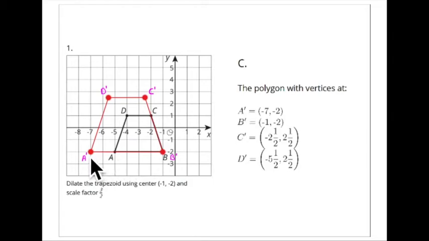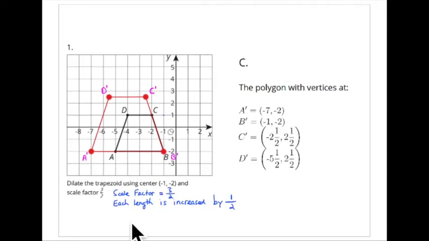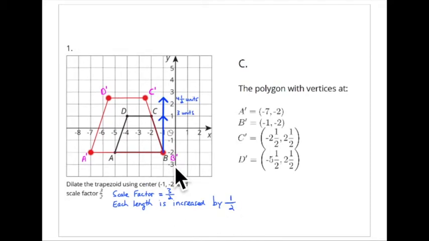So A is going to go to A prime. So remember, you start at the center of dilation and you draw lines out through each vertex to the corresponding point, which is going to be 3/2 times the original length. So scale factor equals 3/2. Each length is increased by 1/2 a unit. Now, the first one wasn't too bad, because it just moves along this horizontal axis.